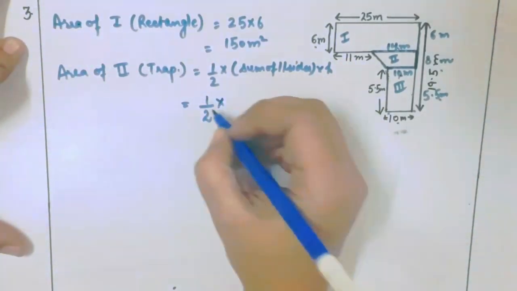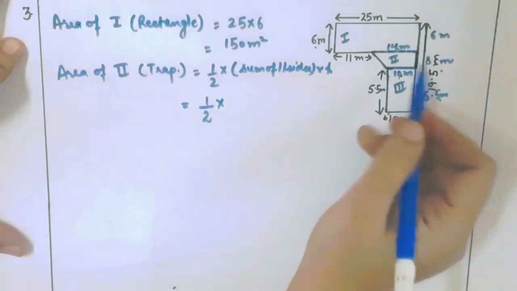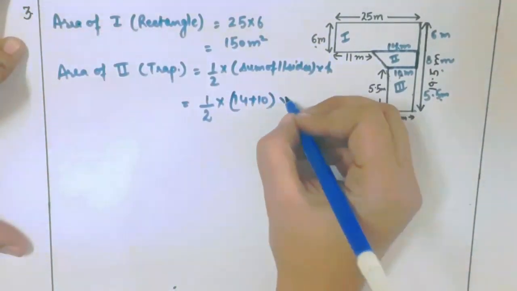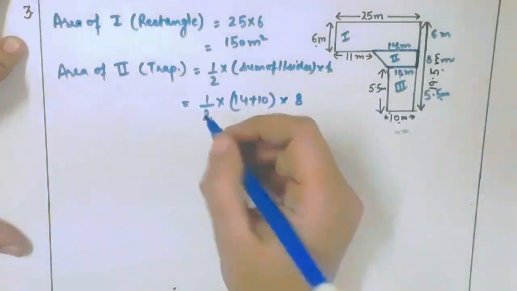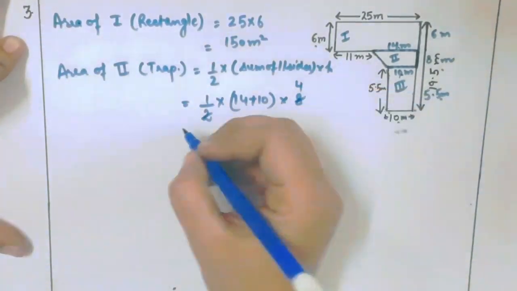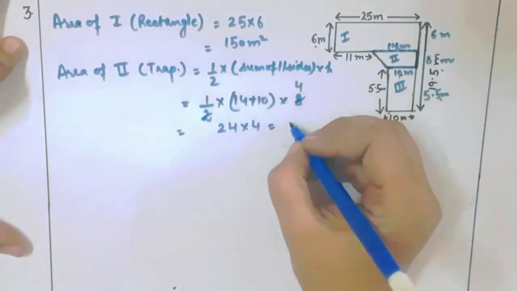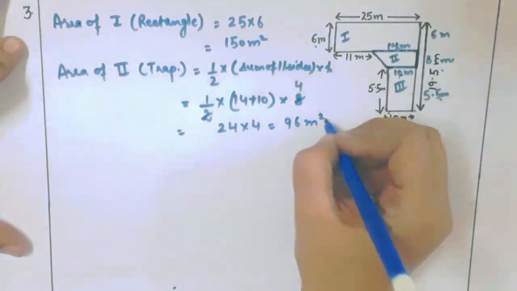16.16a, and half into sum of parallel sides, that is 14 plus 10. Put the values into height is 8. Now solve it, cut it. 24 into 4, which is equal to 96 meter square.